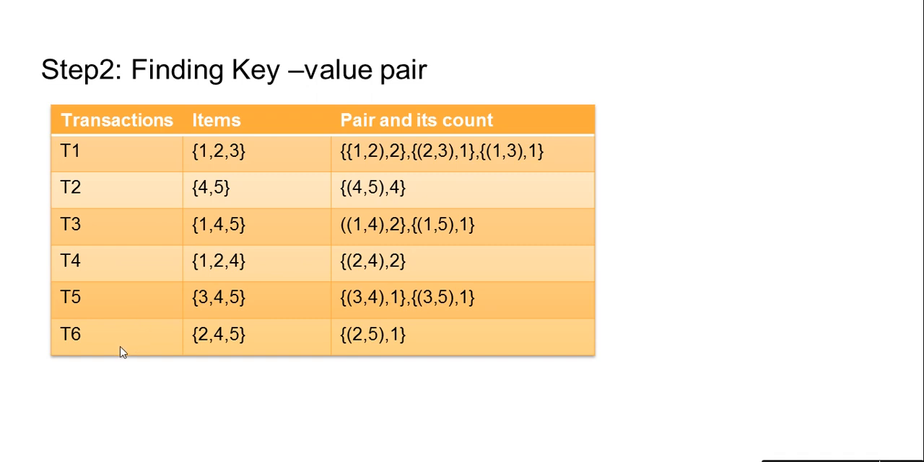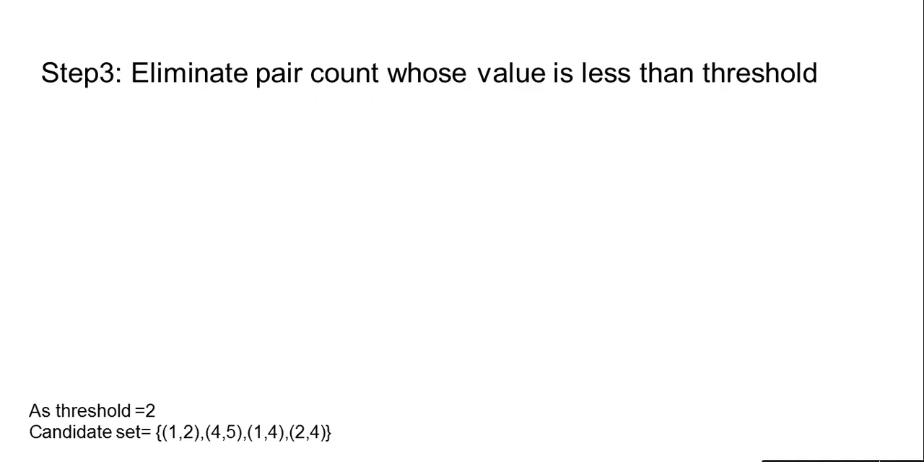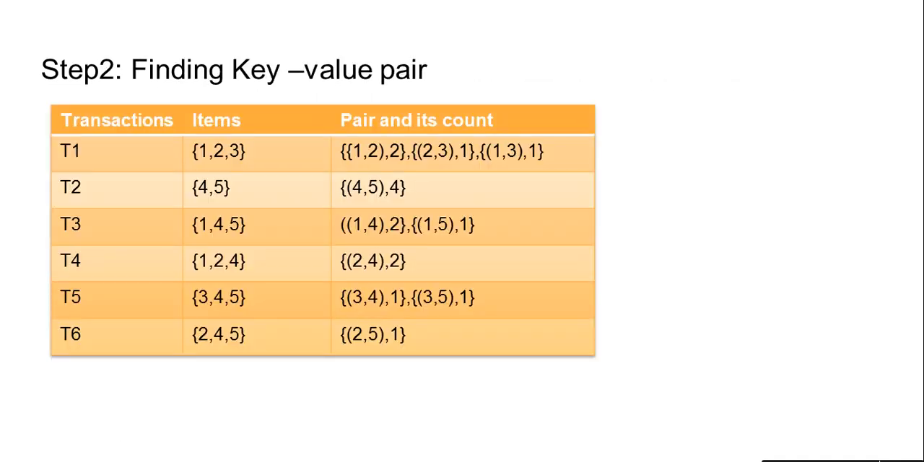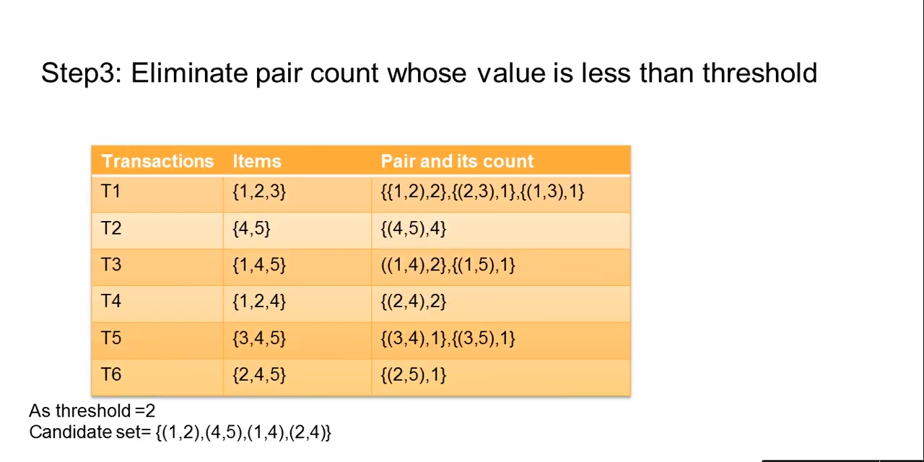Students, if you want, you can pause the video, try to calculate it on your own and then cross-check whether you are getting the right answer or not. Now that we have the count of each and every pair, again we will find out how many of these pairs have passed our threshold. As we know, the threshold value is 2. How many of these pairs have a count meeting the threshold? So let us see here.